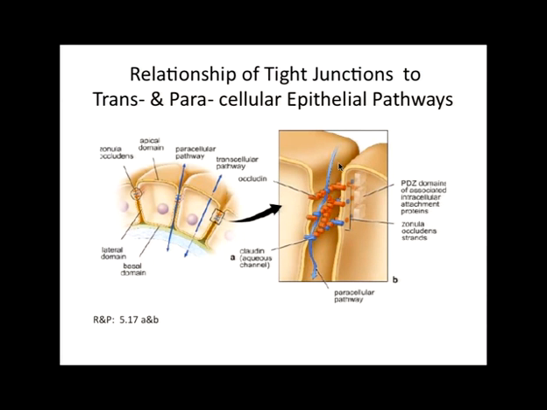And the amount of water that can get through, the number of aqueous channels, is proportional to the number of claudin molecules that are in here, all right? So the number of channels that you have will determine how permeable things are. There are a number of regulatory proteins in here, signaling proteins, including one called ZO that helps to bind things and keep this junction in place.